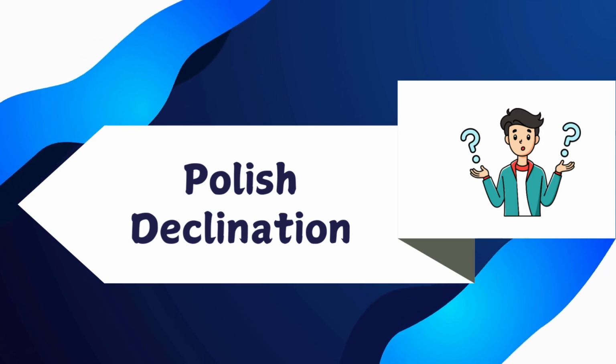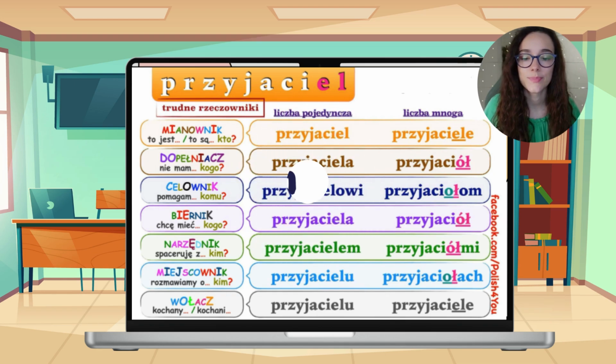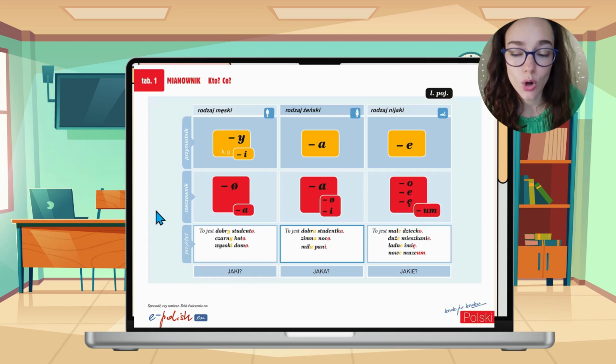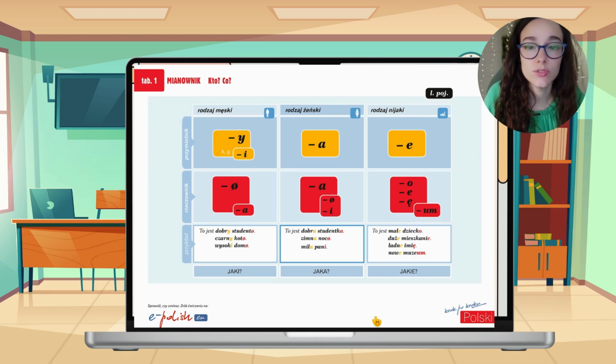Carolina, can you show me how Polish declension looks like? Now let's look at the declension of the word przyjaciel, friend, across all the 7 Polish cases. As you see, the endings change depending on their case. And how we decline will vary, depending on several factors. So let me show you an example on this Krok po kroku board. This is mianownik, nominative case.